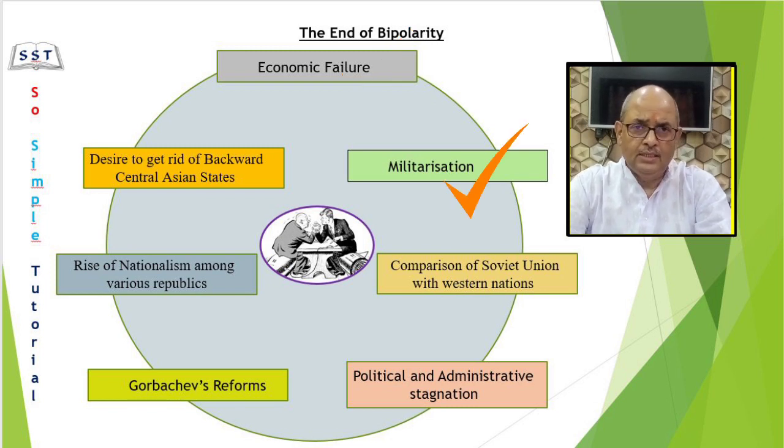Next, militarization. To make herself militarily strong and to compete with the US, the Soviet Union spent a large portion of its resources in the manufacture of weapons. Initially, only the United States possessed the atomic weapons, but in 1949, the Soviet Union exploded the atom bomb and thus began the arms race. Thus, in order to match the military might of the US, the Soviet economy was consuming much of its resources in maintaining a nuclear and military arsenal.